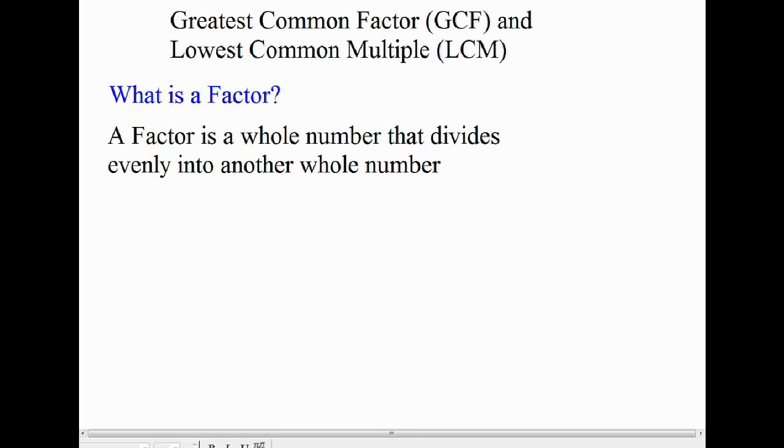So, for example, if you take a number like 12, well, we would say that 6 is a factor of 12. And the reason that 6 is a factor of 12 is because 12 divided by 6 is 2. So, in other words, 6 divides evenly into 12 because we don't get a decimal for our answer when we divide 12 divided by 6. So 6 is a factor of 12.